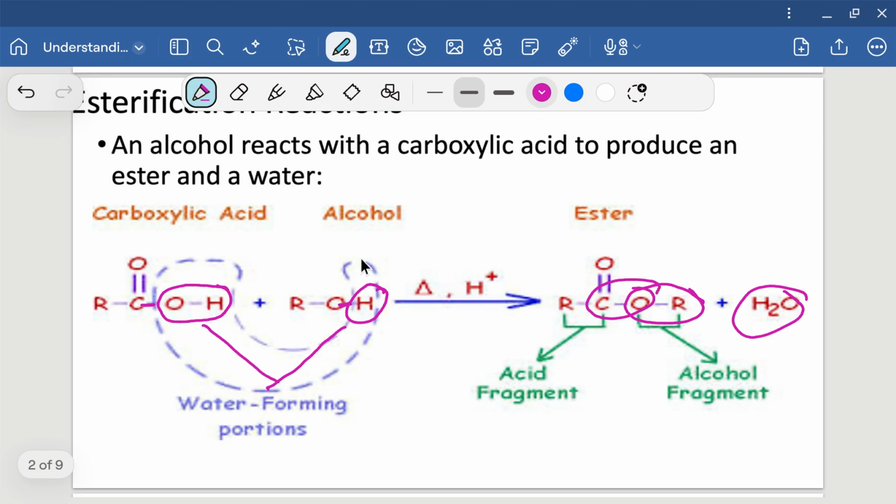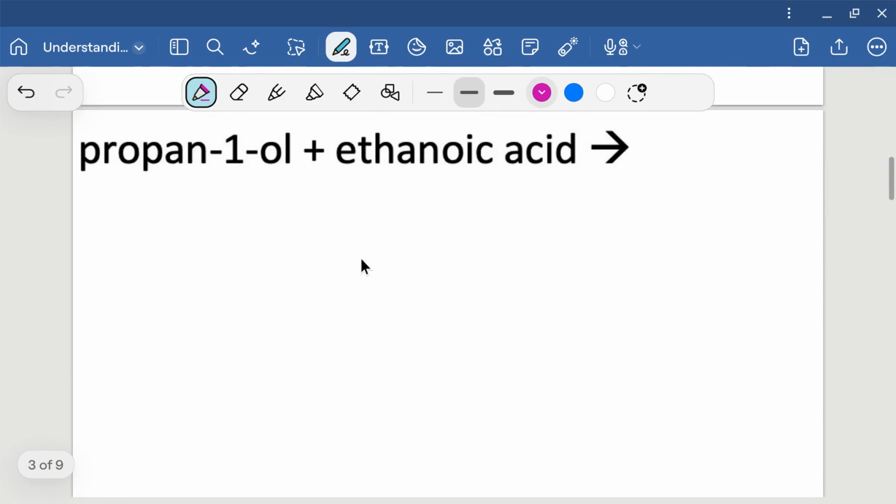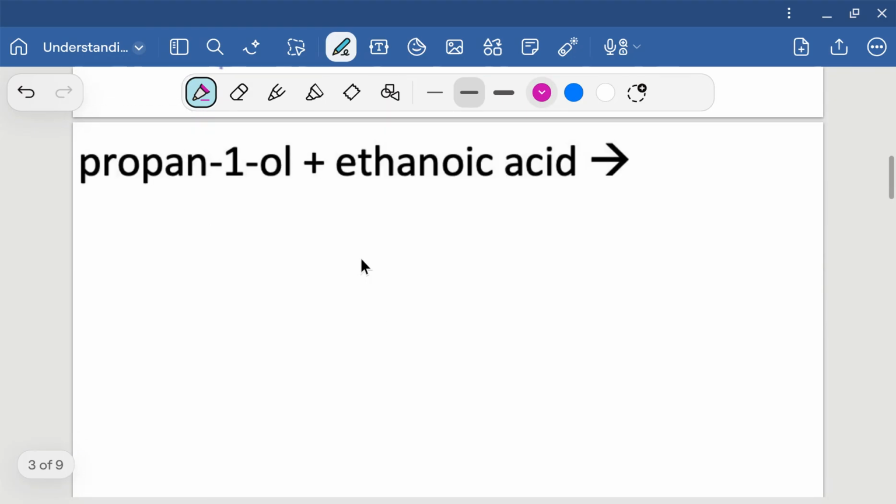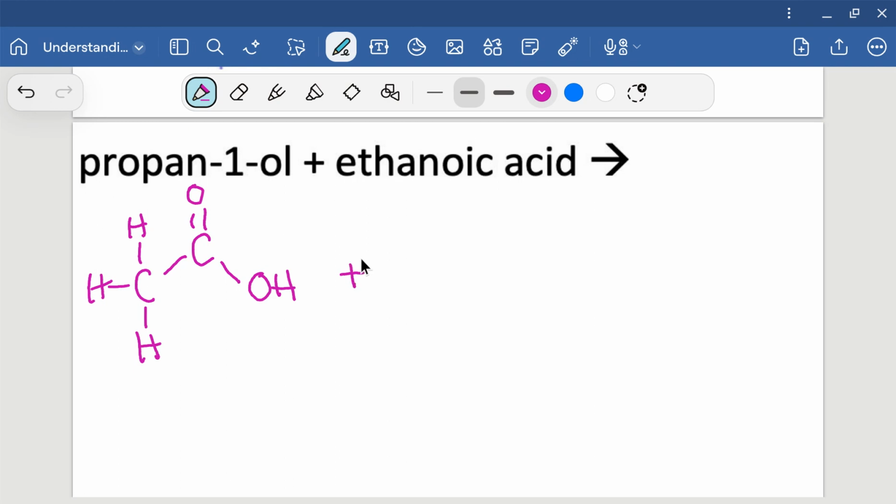So when we take a look at our first example here, propan-1-ol with ethanoic acid, I tend to like to write my carboxylic acid first. So I would write ethanoic acid with the OH group, and it would have one more carbon, which would have your hydrogens on it. And then this is reacting with propan-1-ol. So that would be 3 carbons in our chain, and on carbon 1 we would have that OH group, and then of course fill in your hydrogens.